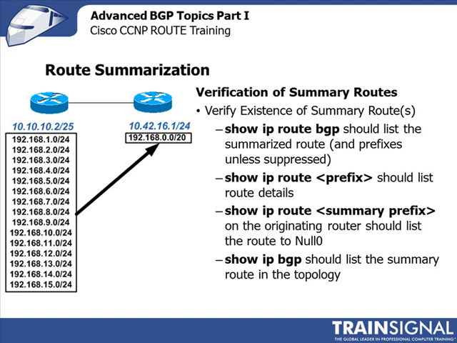It'll say it's a summary, for example, an aggregate address. On the originating router, if you do the show IP route and then the summary prefix, you should see a route to null zero. If you don't, and it's on the originating router, you need to check some other things to make certain it's been configured correctly. And then finally, the show IP BGP will show you the contents of the routing information base, and you should see the summary in there as well.